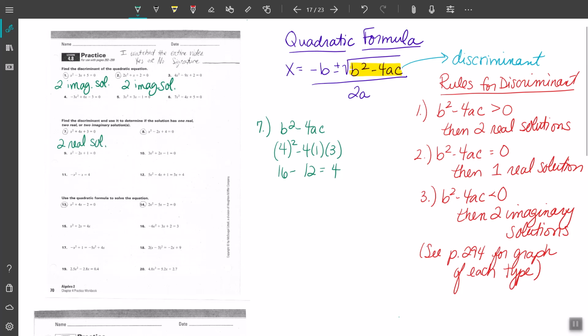Okay, and that's going to look like a graph. Again, you can see it on page 294, but it's going to cross the x-axis in two spots. All right, we'll do the same thing in number 8. B squared minus 4ac. B in this case is -2, so make sure you put the -2 in parentheses.